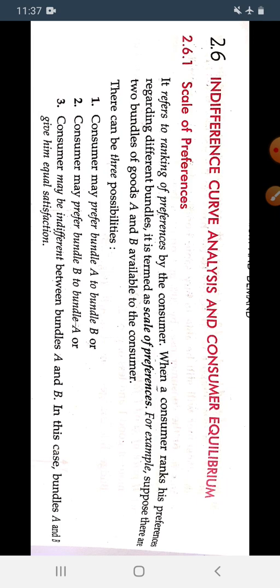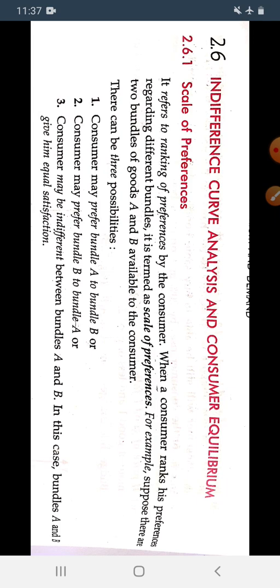will prefer and provide a ranking of any commodity. He or she will give the rank, so that according to that he or she will prefer the commodity, giving rank 1, rank 2, rank 3, and will consume those commodities accordingly. So the indifference curve basically depends upon ordinal utility.